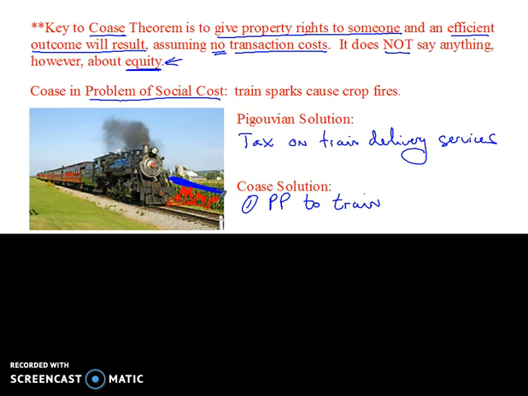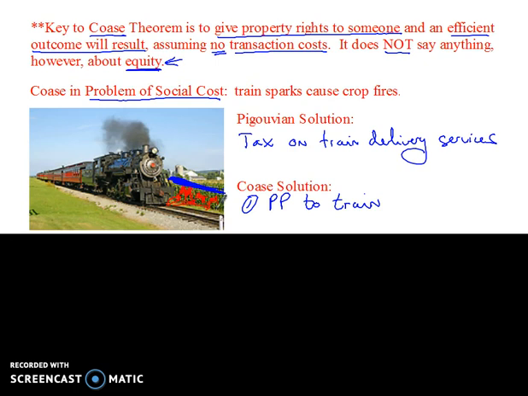If those crops that are being destroyed are more valuable than the delivery service provided by the train, then the train has the right to create the sparks and drive through here, but the farmer could pay the train to slow down. The farmers could pay the train either to not deliver the goods, which is probably a little extreme, or they could just pay the train to slow down. When you go past my farm, you have to slow down to 10 miles an hour, and the farmer will pay the train company to do that. That would be a potential solution. If the delivery is more valuable than these crops, then it's not going to be worth it for the farmer to pay the train to slow down.